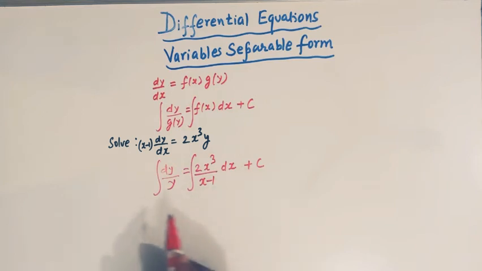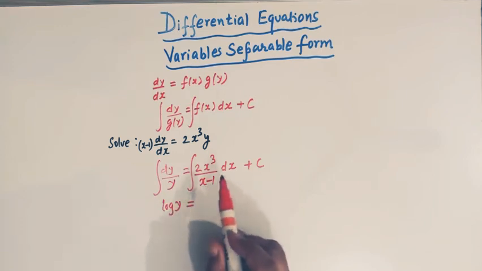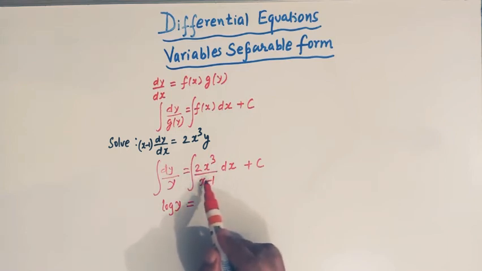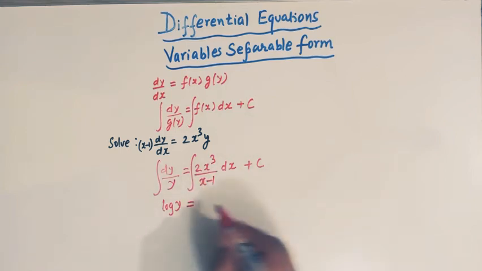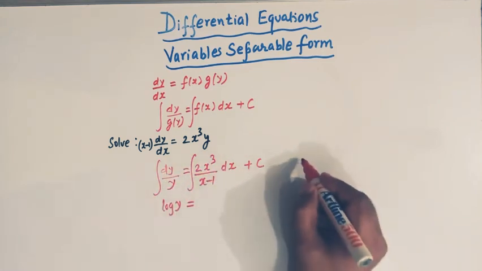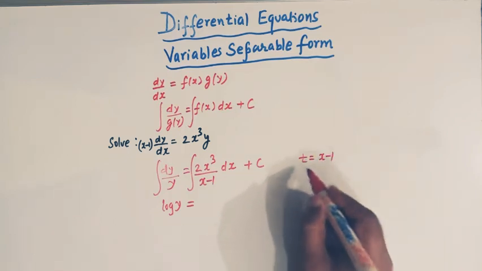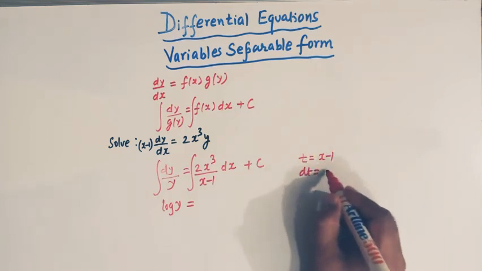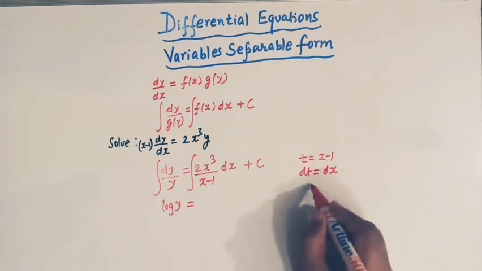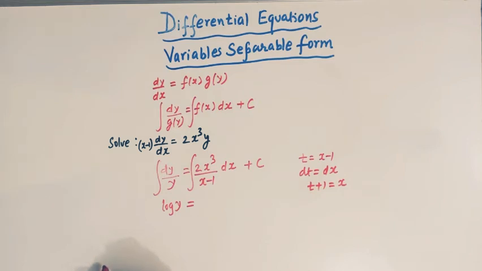Okay, so now here we have log of y, and here we can make use of the substitution method. So to integrate this function, we'll let t equal x minus 1, so we have dt equal to dx, and t plus 1 is equal to x, right?